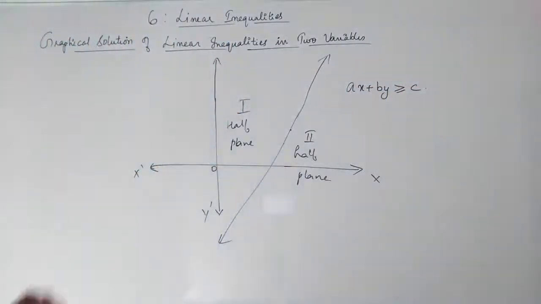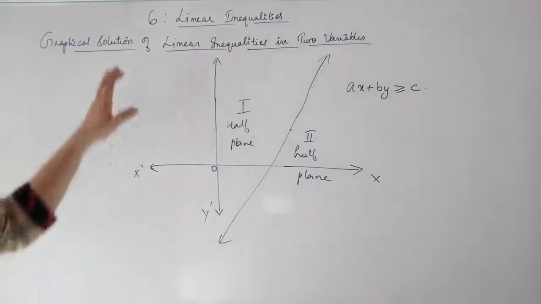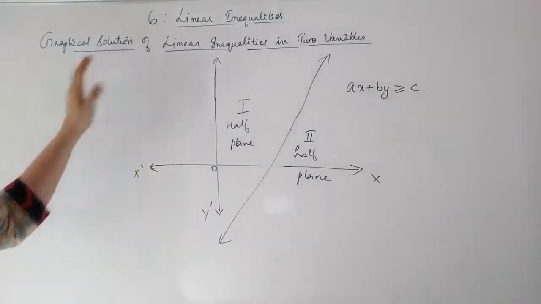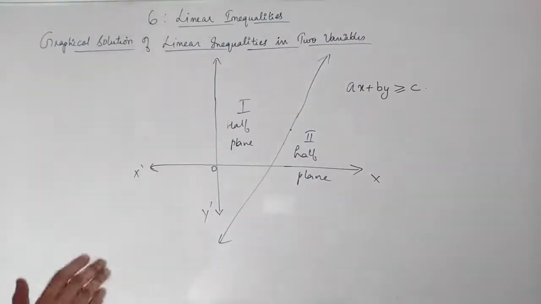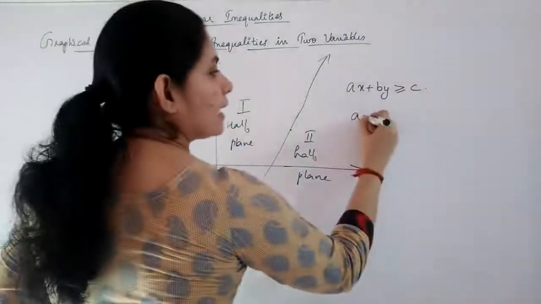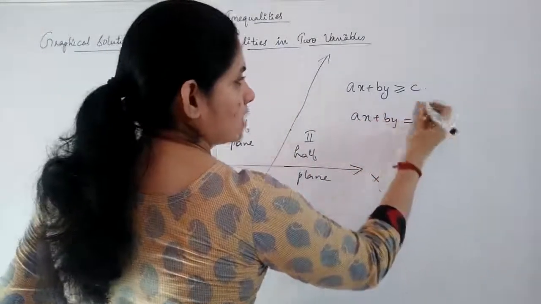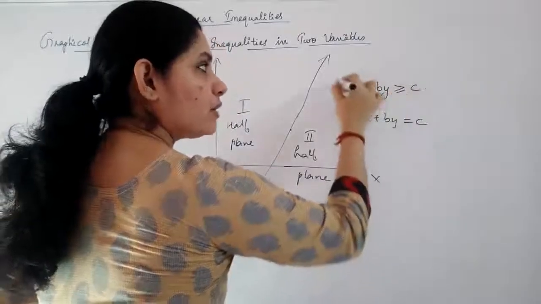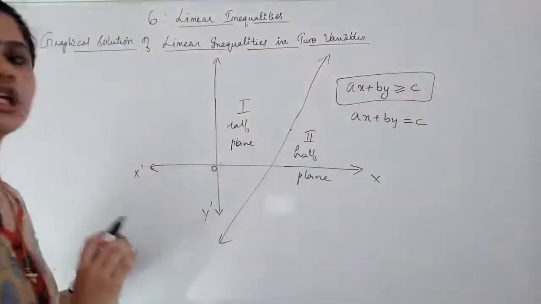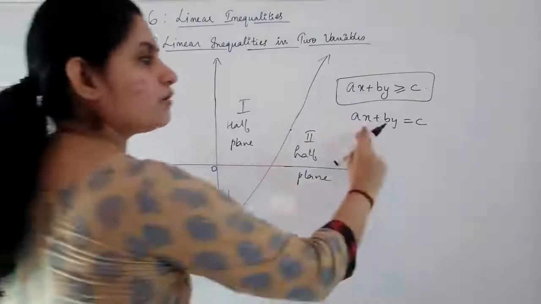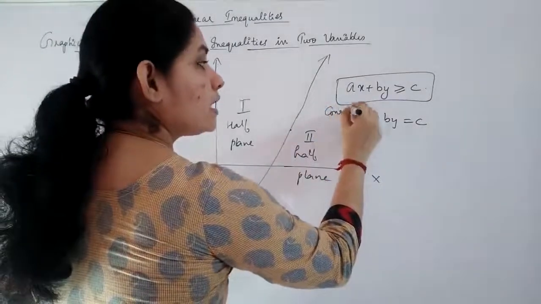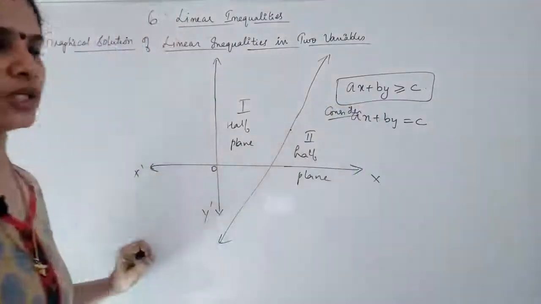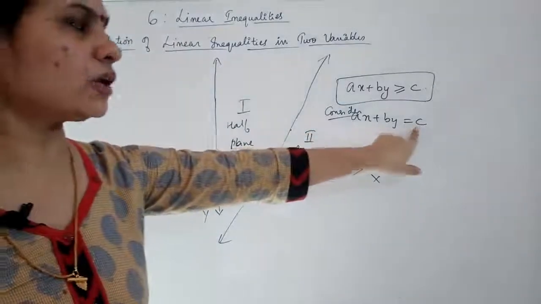Okay. Now what our purpose is, the graphical solution means we have to shade the region. Now suppose, first I will take ax plus by equal to c. Whether it is greater than, less than, greater than or equal to, or less than or equal to, whatever be the inequality given in the question, first you have to consider the equation related to that inequality. Okay, that means ax plus by equal to c.